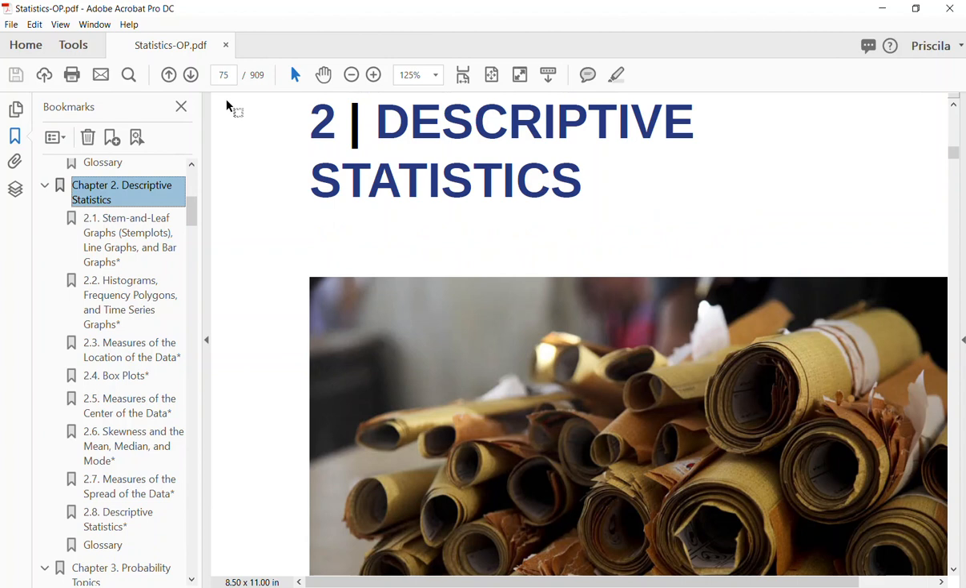Chapter 2, as I said, is about describing statistics. This is exactly what it means, is putting your data in a graph format to give meaning to the values and to notice variance and several other information that you can collect.